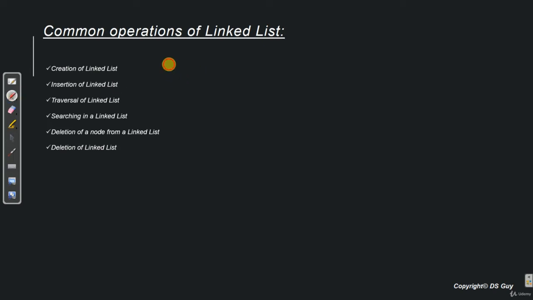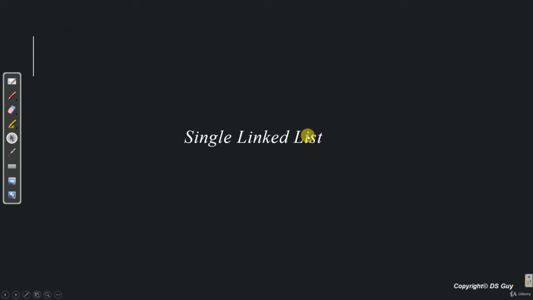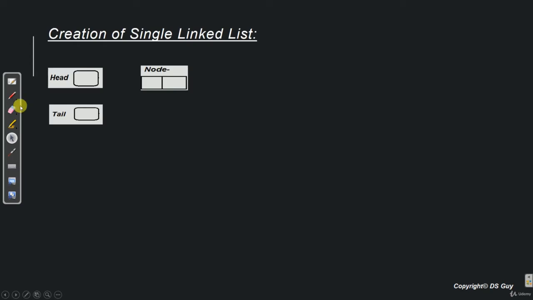Now all these 6 operations that we see here are applicable to all the 4 types of linked list that we have learned till now. So we'll go through all of these operations one by one on each type of linked list. So let's get started. First we'll start with the first type of linked list, that is single linked list.